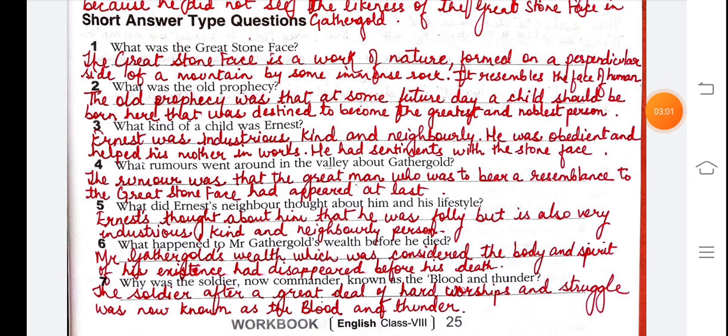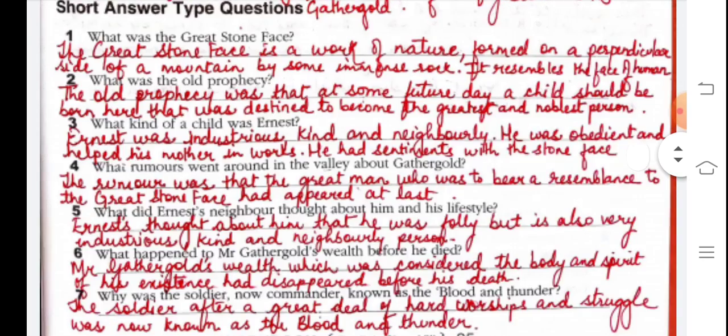So the very first one in short answer type questions is, what was actually the great stone face? And the answer is, the great stone face is a work of nature formed on a perpendicular side of a mountain by some immense rock. It resembles the face of a human, isn't it? It exactly resembles the face of a human being.